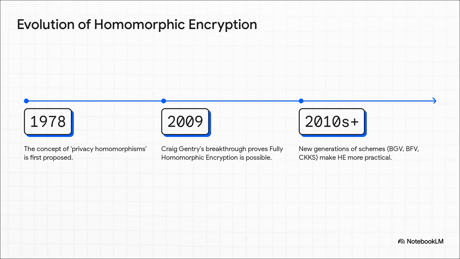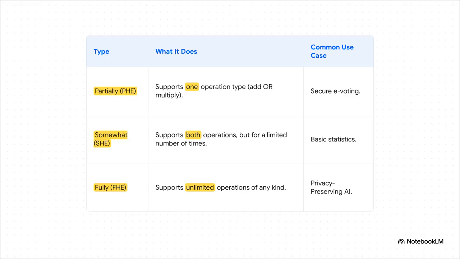Then, in 2009, everything changed. A computer scientist named Gentry had this absolutely monumental breakthrough. He proved that fully homomorphic encryption wasn't just a dream, it was actually possible. And since then, it's just been an explosion of research, with each new generation of these schemes getting faster and more practical. So the technology really evolved in stages. The first versions were what we call partially homomorphic.